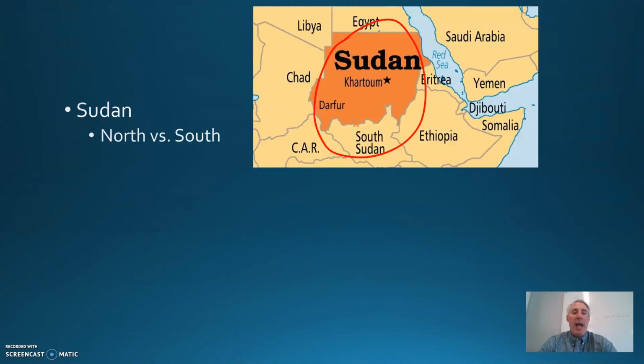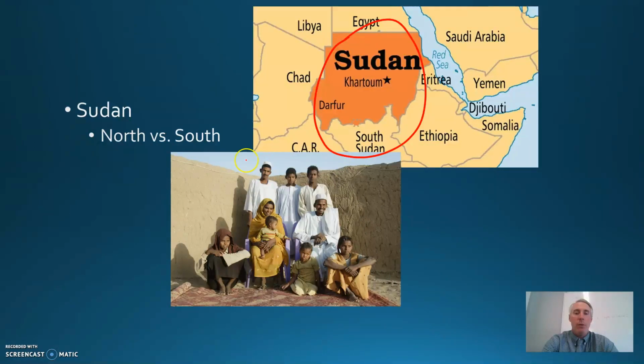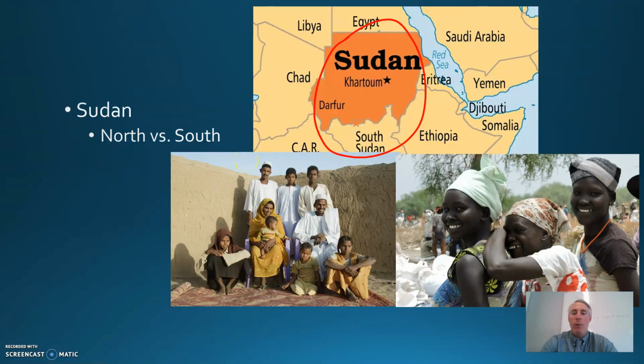Northern Sudan was mostly Arab and Muslim, right? So these would be people from Northern Sudan. And then you have people from Southern Sudan who are more of your traditional Black African. And they're a mix of religions. You've got Christian, you've also more traditional African religions as well. Now, the North, more Arab Muslim population, controlled the government and, most importantly, they controlled the oil supply. And this gave them all the power.